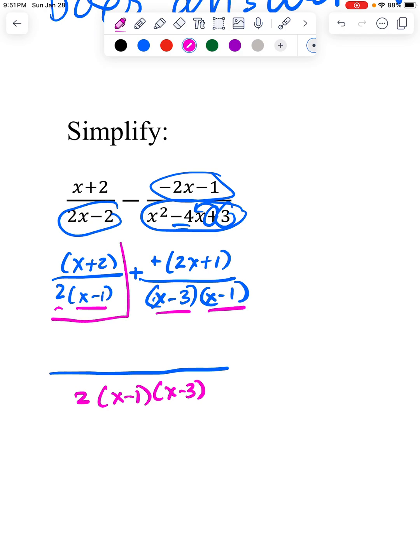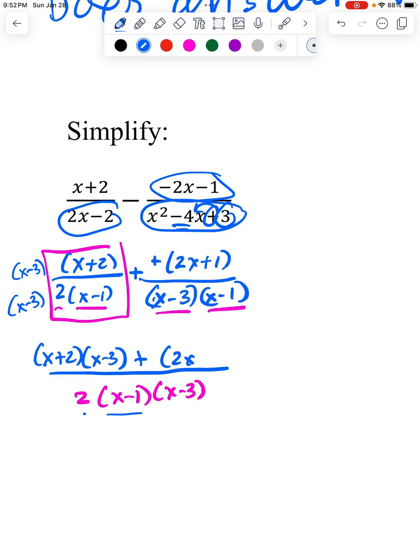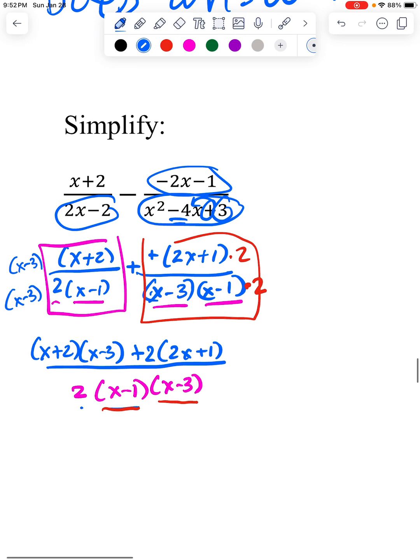So let's look at this first one. The x plus 2 that we had on the top was already over the 2, and it was already over the x minus 1, but it's missing the x minus 3, so that's what that part of the top gets multiplied by. Then I have the plus, then I have my 2x plus 1, and if you look at this part, the 2x plus 1 is already over the x minus 3, already over the x minus 1, so the only thing it's missing is the 2, so I have to multiply the top by 2 as well. And you can put it out in front or after, whatever makes most sense.